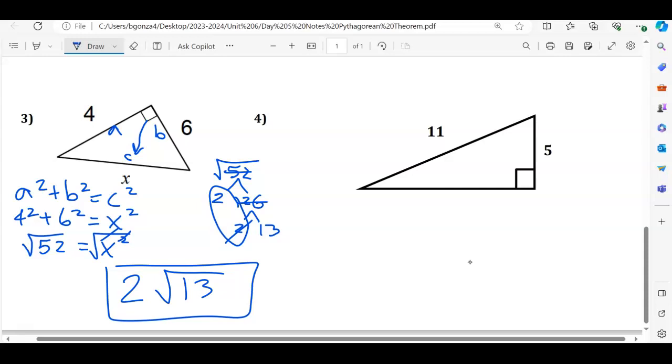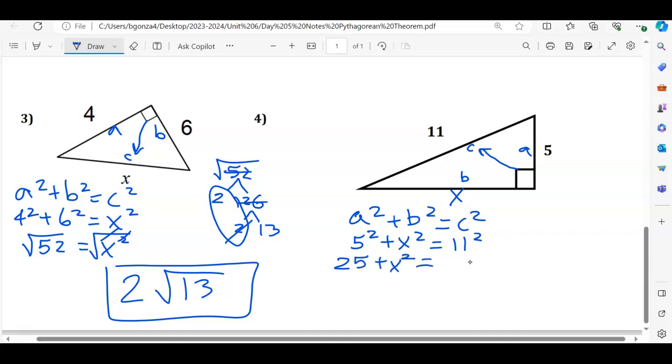Now, last one. Missing side, put an X there. Let's label A, B, and C. Again, if you put A and B in different spots, I don't really mind. It's just they have to be next to 90. All right, A squared plus B squared equals C squared. A is 5 squared, B is X squared, C is 11 squared. Do we know what 5 squared is? 5 times 5, 25. And if you don't know, use your calculator. 11 times 11 is 121.